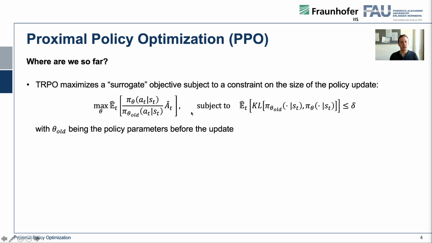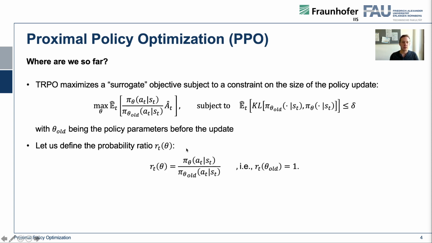To start over with PPO, let's reformulate this objective just a little bit. Let's define the so-called probability ratio r_t of theta. r_t of theta is the probability ratio between theta and theta old, meaning the probability of taking action a_t in state s_t under the new policy, divided by the probability of taking a_t in s_t under the old policy, pi theta old.